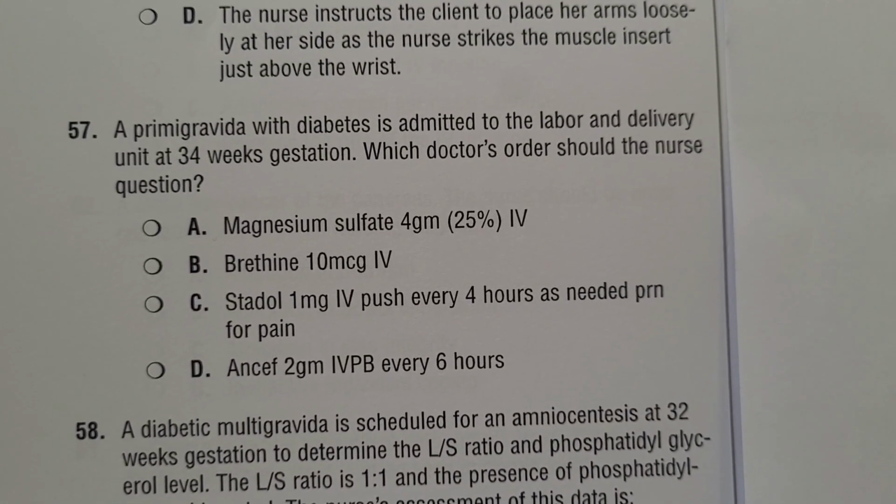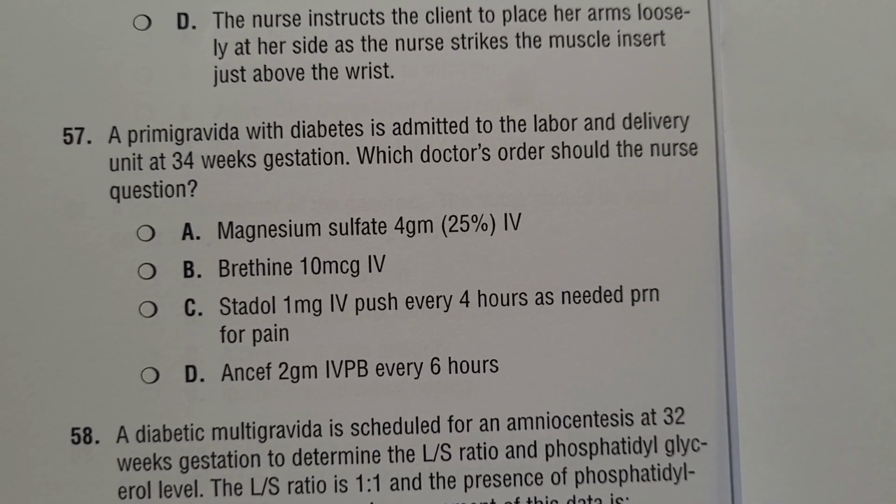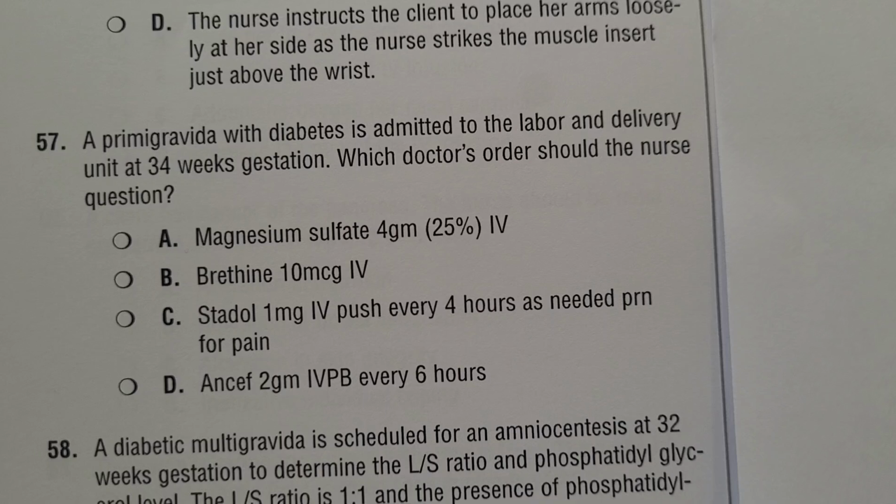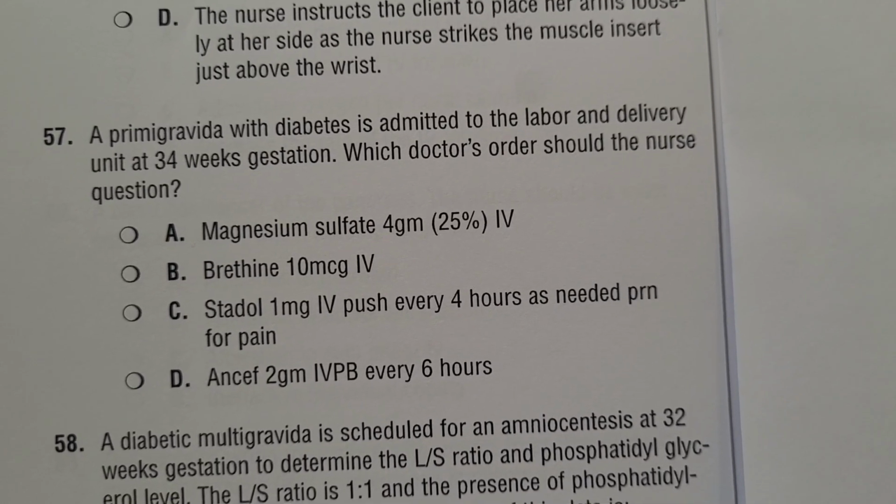Our next question: a primary gravida with diabetes is admitted to the labor and delivery unit at 34 weeks gestation. Which doctor's order should the nurse question?